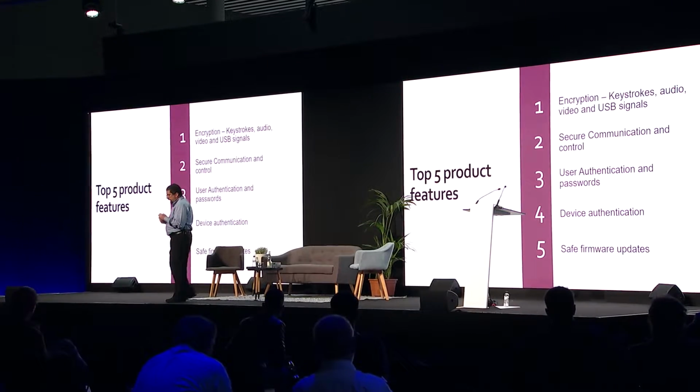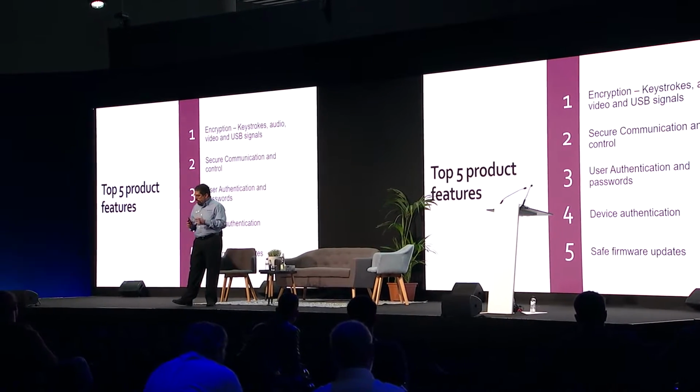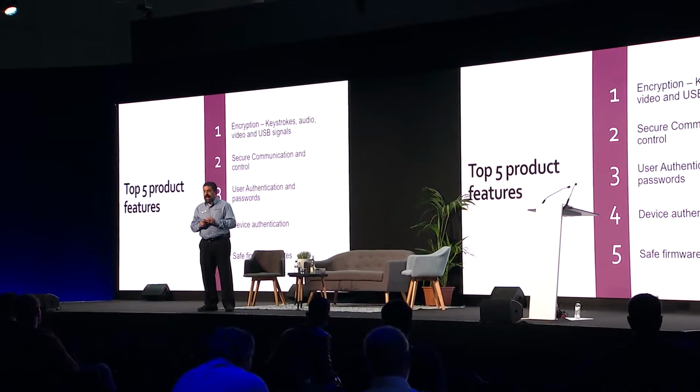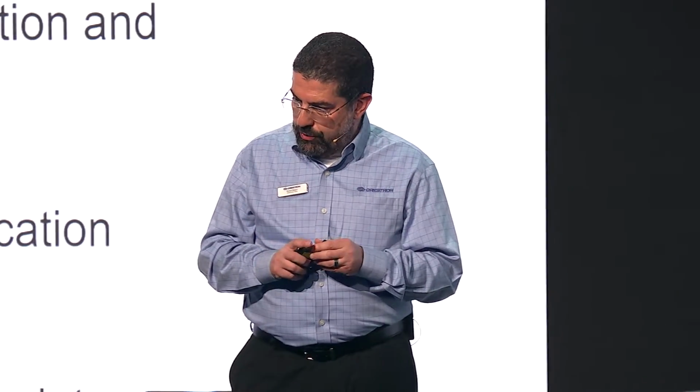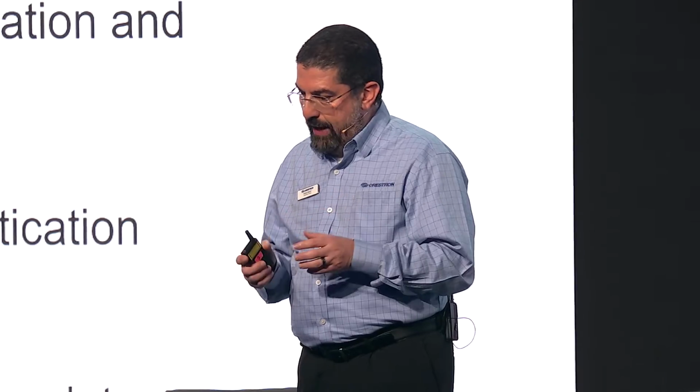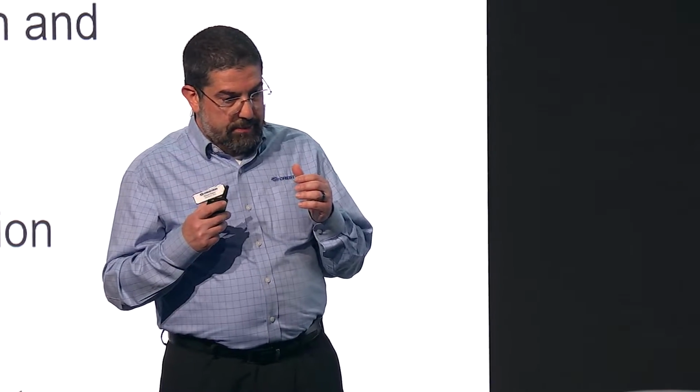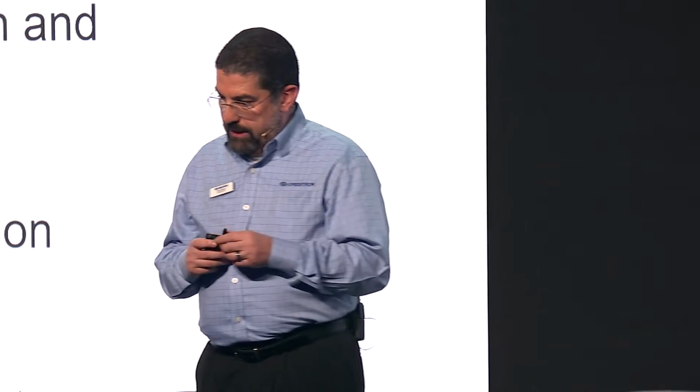Encryption converts AV and USB signals into obscure code to prevent unauthorized access during transmission. Secure command and control, how devices communicate with each other. These need to be encrypted, for example, using HTTPS to prevent man-in-the-middle type attacks. User authentication and passwords with Pro AV devices are important to ensure proper, secure communication between your devices.